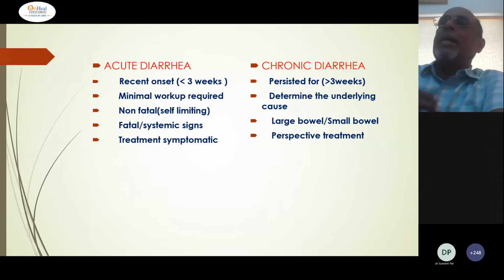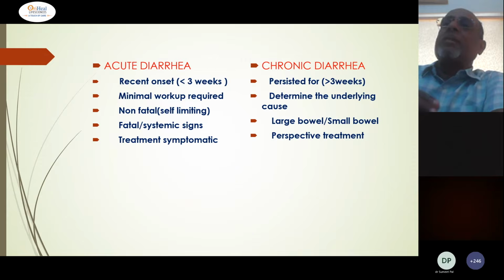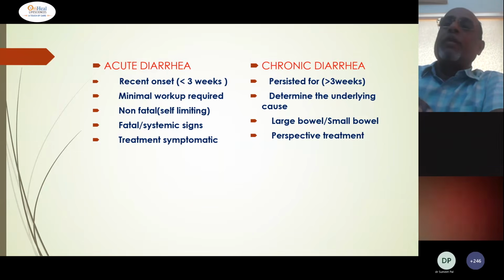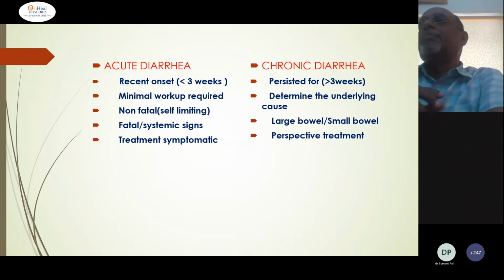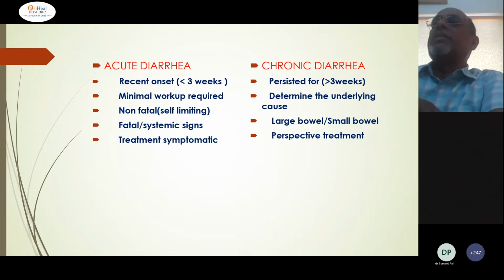So I told you about acute diarrhea and chronic diarrhea. Acute is recent onset, less than 3 weeks. Minimal workup required, usually non-fatal. Sometimes fatal systemic signs are shown, and treatment is usually symptomatic. Persisting for more than 3 weeks is chronic. Determine the cause, differentiate large bowel and small bowel, and then give prospective treatment.